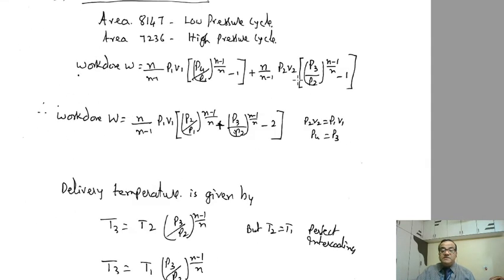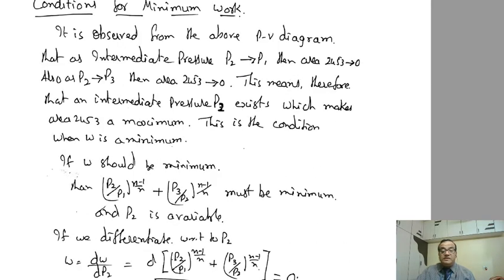So that's what has been said here. Also, if P2 tends to P3, then the area 2453 tends to 0. This means that an intermediate pressure P2 exists which makes the area 2453 maximum. This is the condition where W is minimum. If W should be minimum, then (P2/P1)^((n-1)/n) + (P3/P2)^((n-1)/n) must be minimum, with P2 as the variable.